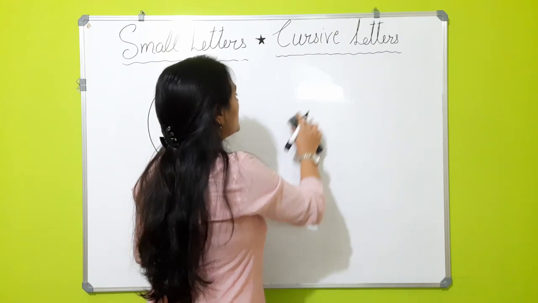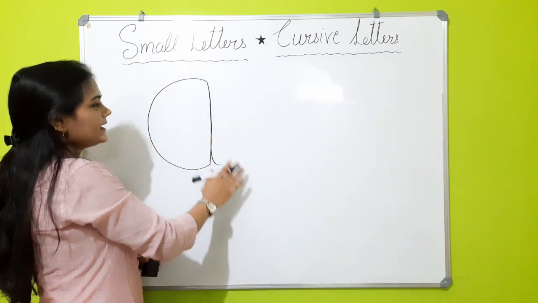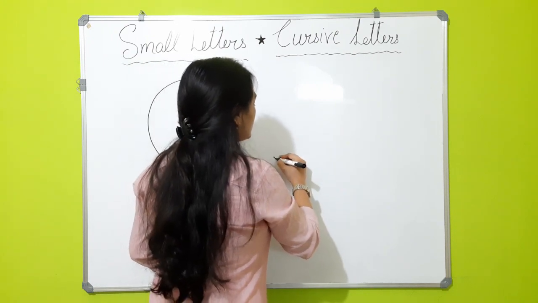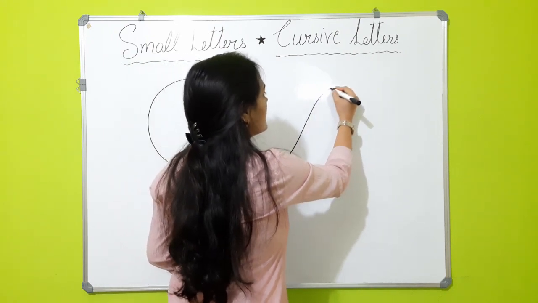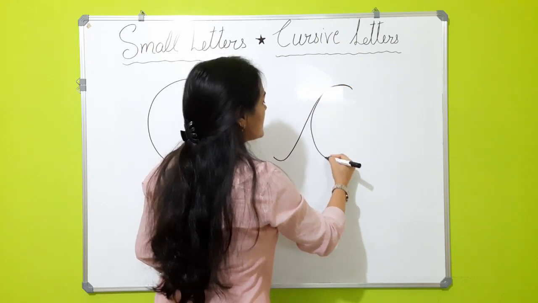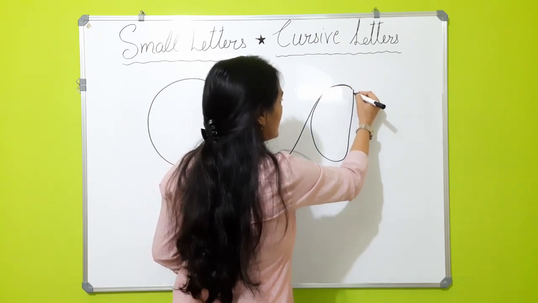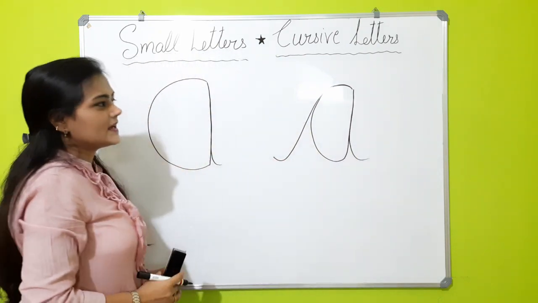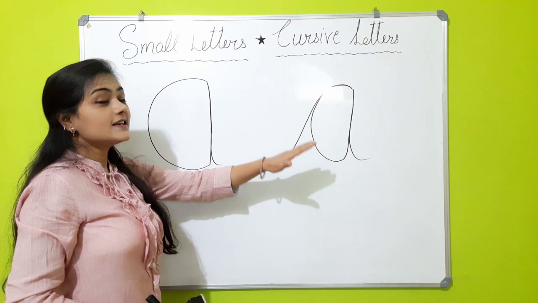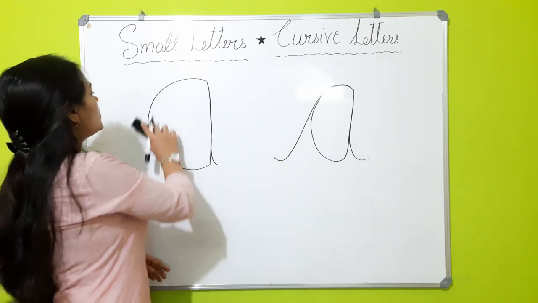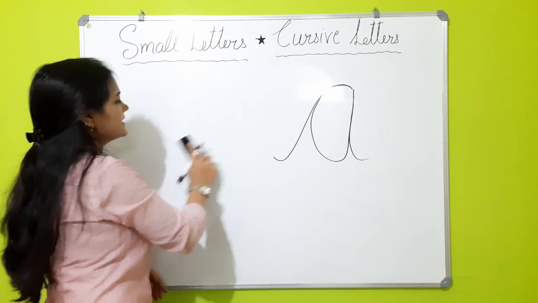Now I'll show you how to make A in a cursive way in cursive writing. ये हमने tail बनाया है ना, और यहाँ से हमने back आया and like this. This is called cursive letter A. Fine. Now we'll learn the next letter.